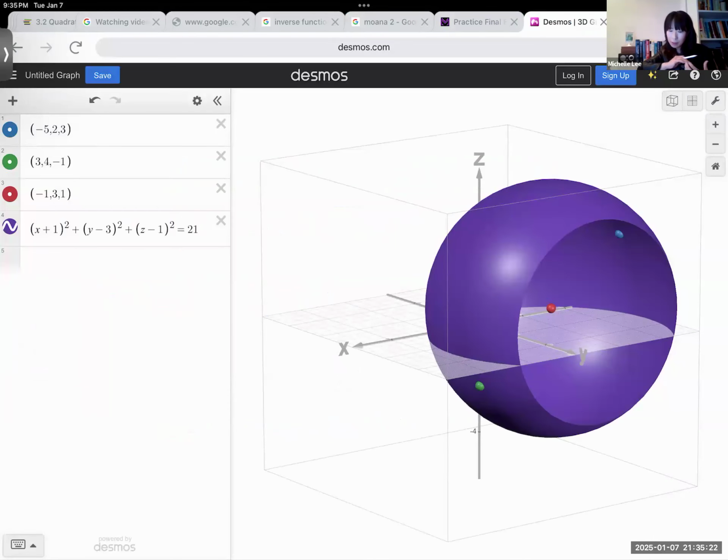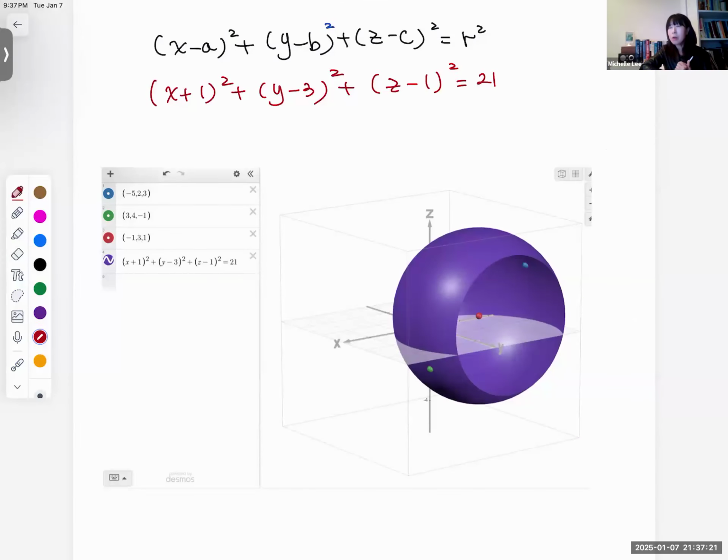Okay, so this is the Desmos, 3 dimensions. So I plot all the points, and then I made the equation there. So this is a beautiful sphere, and then I wanted to see where the points are, the blue point, green and red. Then nicely they show us like that. Okay, so I'm going to attach this screenshot into the lecture note. Okay, so here we go.